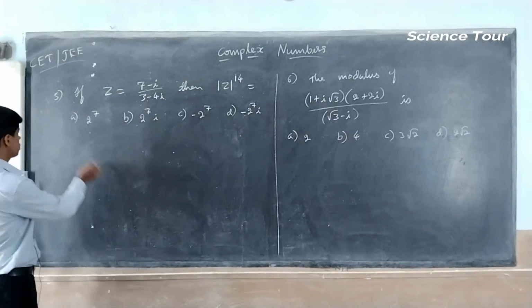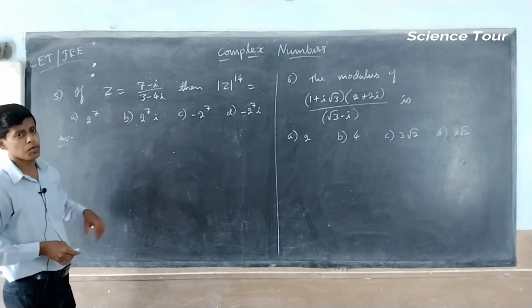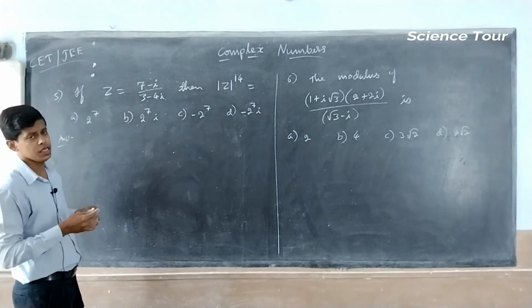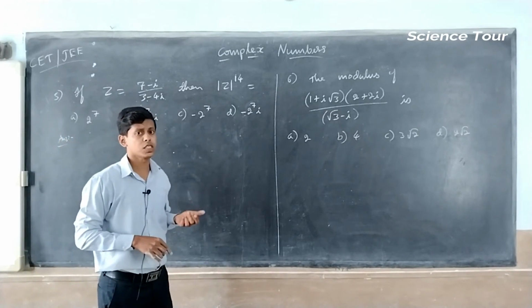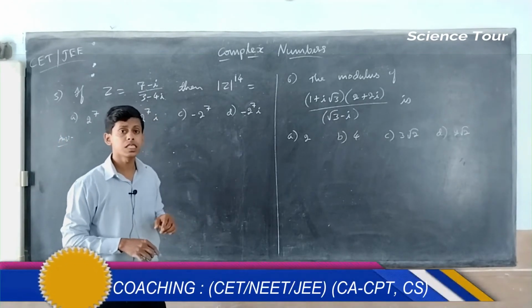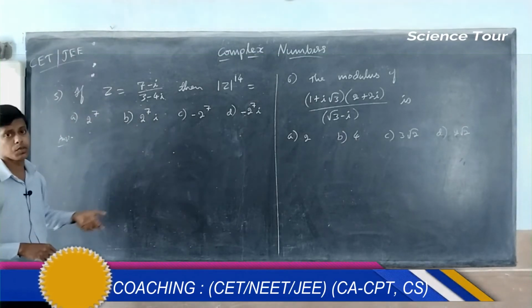There you go with the options. Now let's write this in the form of a plus ib. Then let us find its modulus, because what is the modulus of z? Square root of a square plus b square, if z is a plus ib. So we have to write z in the form of a plus ib first.